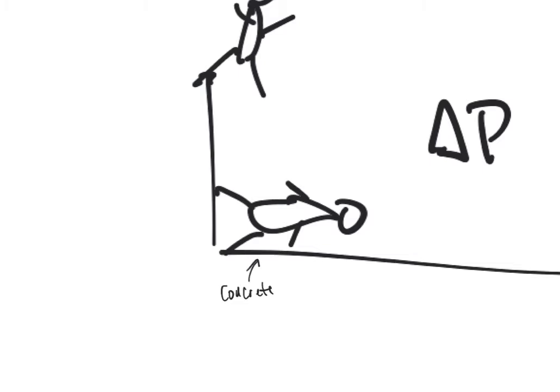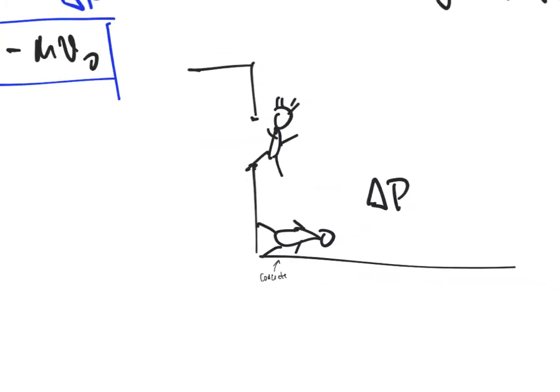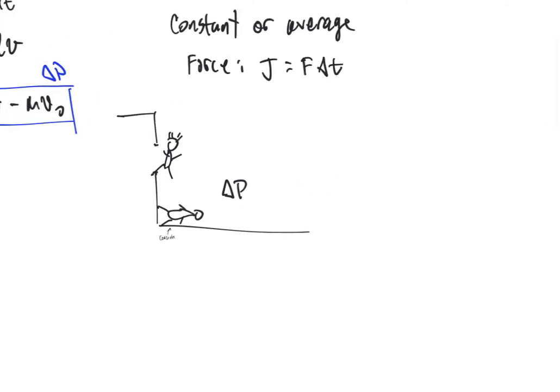Could be a very, very hard surface. And what that means is that if it's a very, very hard surface, this momentum change is going to happen over a very, very small time. You will almost instantly come to a stop, which means that the force has to be very, very large. Big force, small time equals a change in momentum.